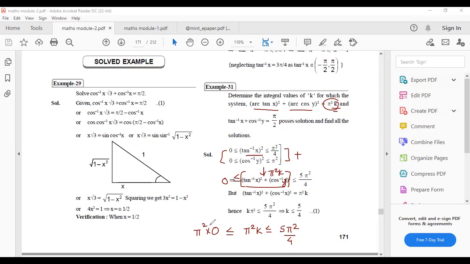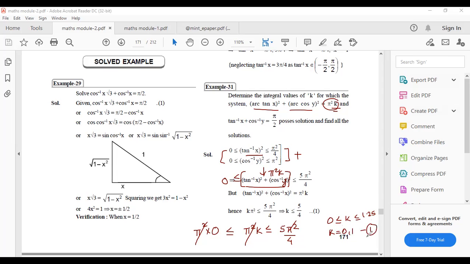Can I write 0 as 0 pi square? So if I just cancel pi square from all the three terms, the range will be 0 less than or equal to k less than or equal to 5 by 4, that is 1.25. So which are the possible integers here? k equals 0 and 1.